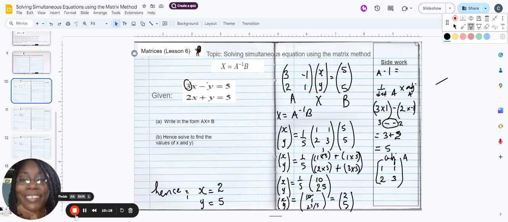All right. So we're going to look at the others in other videos. So yes, that is basically what is required. So you find the inverse in your side work, put it back in your main question, and you multiply the 2 by 2 matrix by the 2 by 1 matrix. Then you bring in the scalar and solve, and then equate the variables with the answer. And that's how we solve simultaneous equation using the matrix method.